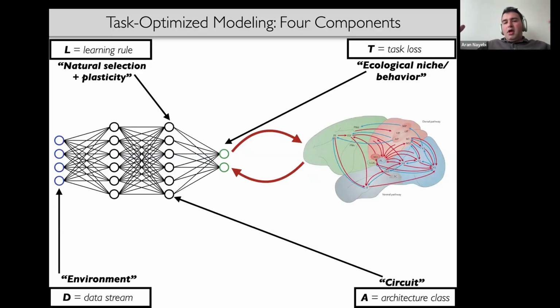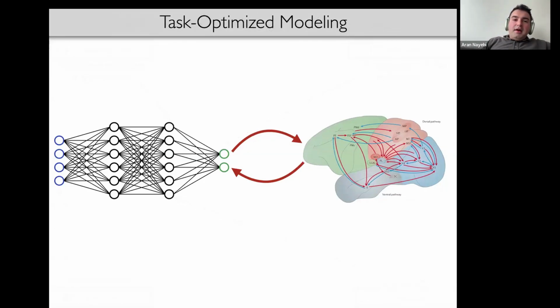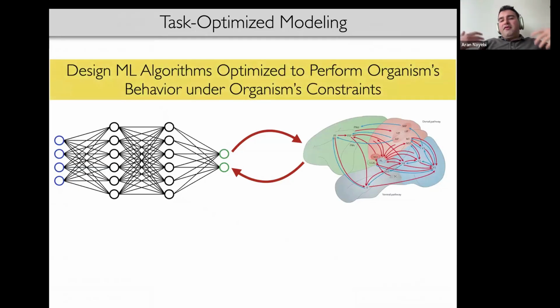And it turns out that not all combinations of these things yield good matches to the brain. Many fall by the wayside. So it's an iterative process that allows us to improve the models and their match to the brain as time goes on. And so really what we're doing, in effect, by doing these task optimizations is designing ML algorithms that are optimized to perform the behavior that an organism is thought to do under the same kind of constraints that the organism faces. And what this yields is two types of things.